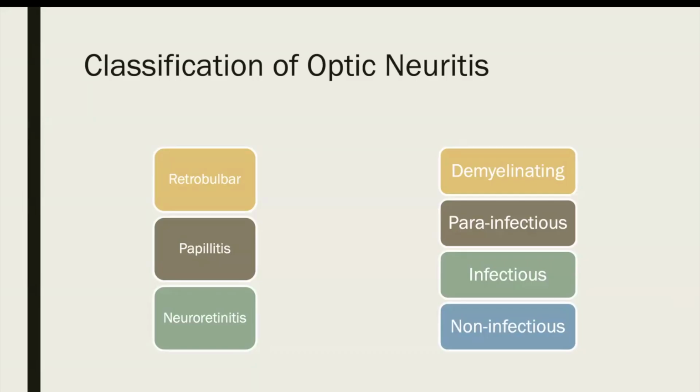Papillitis tends to be the presenting feature in younger children, but neuroretinitis is quite an uncommon presentation of demyelinating optic neuritis, but it's a bit more common when you're looking at the infectious causes of optic neuritis.